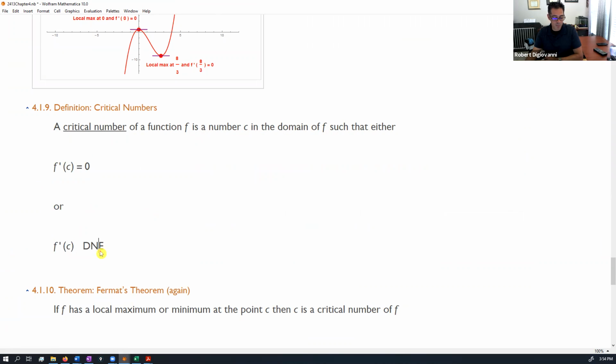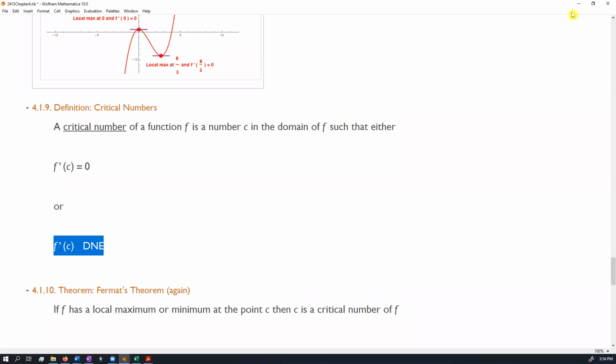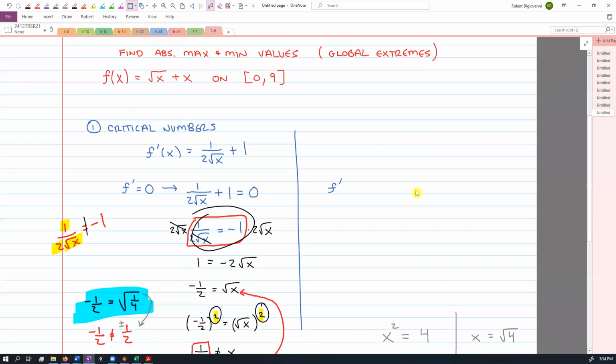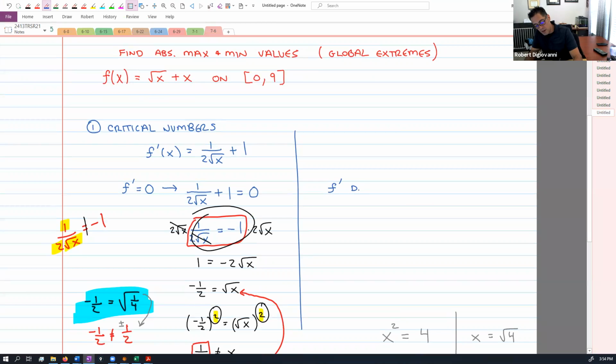Now we need to check this part. Then we'll get to the endpoints, okay? So we still need to check here, where does the derivative not exist? So Gabriella, I'm going to write down the derivative. And I want you to look at this derivative and tell me just by looking at it, are there any values of x that you can't plug in or else you'll have a problem?